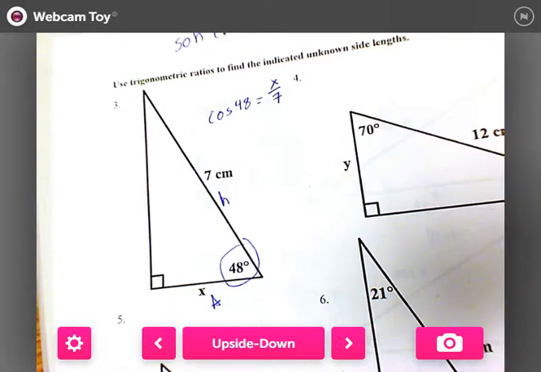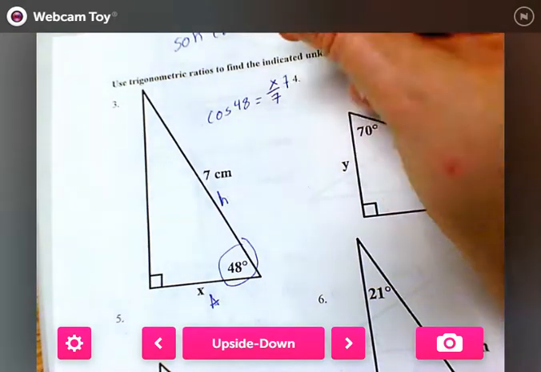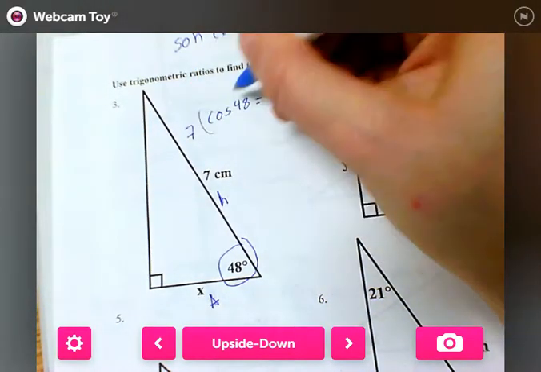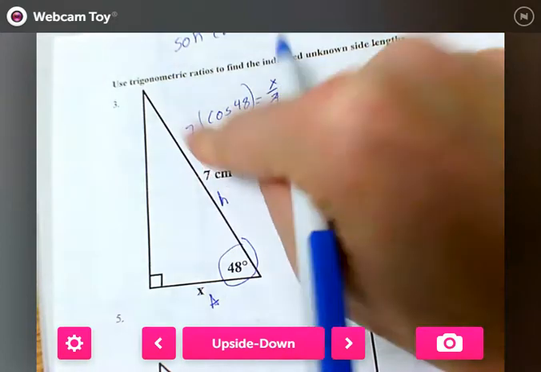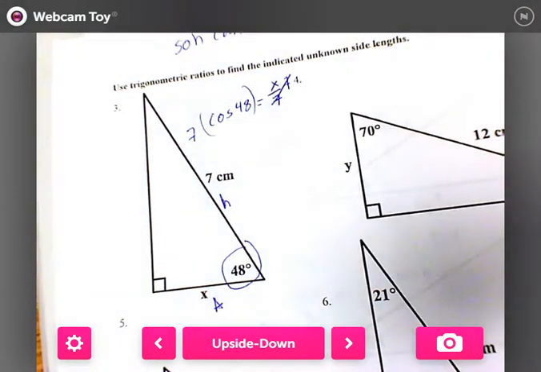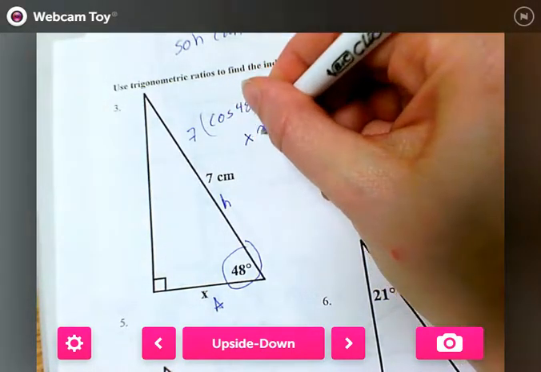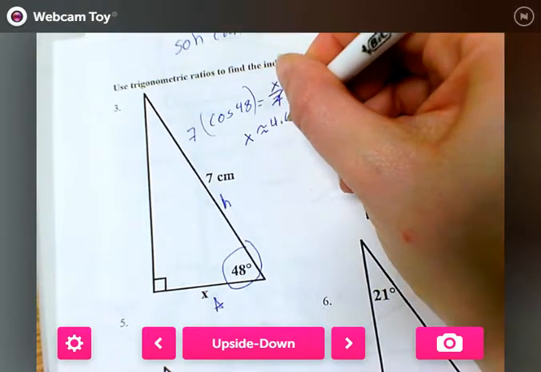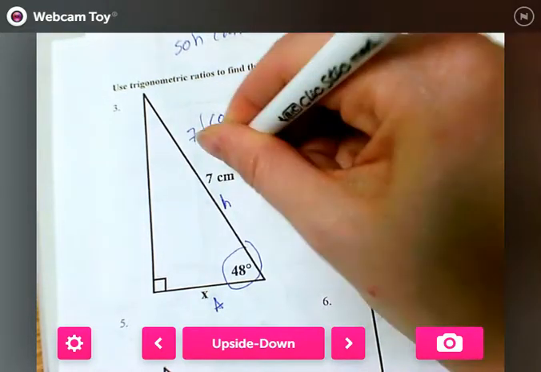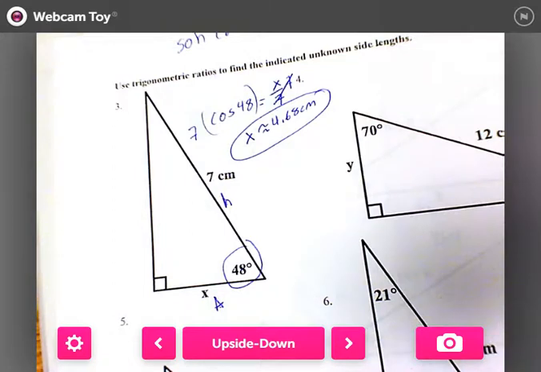Do you want to see my shortcut where you only have to put something into a calculator once? I just times 7 both sides right away. And then I put it in the calculator just like this. 7 trig cosine 48. And I get the answer is x is approximately 4.68 centimeters. I'm just lazy. I don't want to put something in the calculator multiple times, so this way I just have to put it in once.